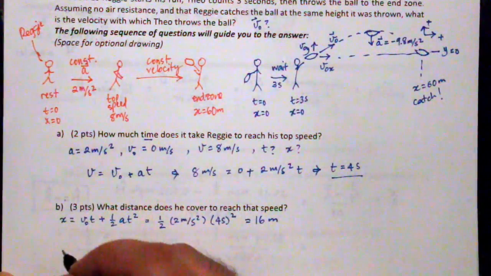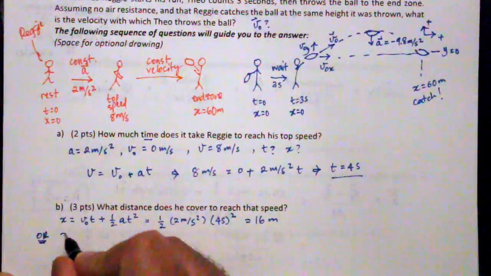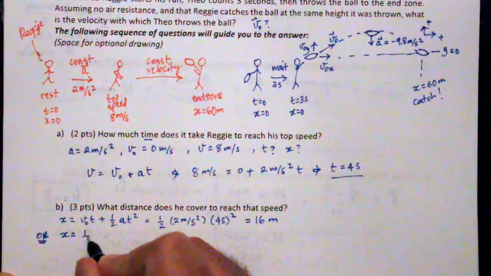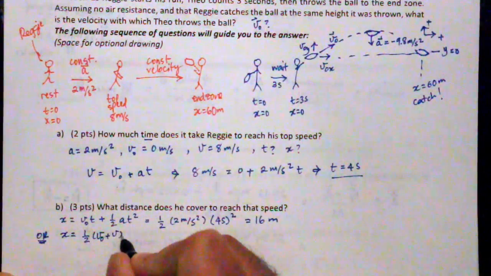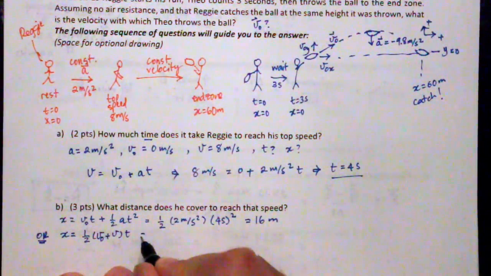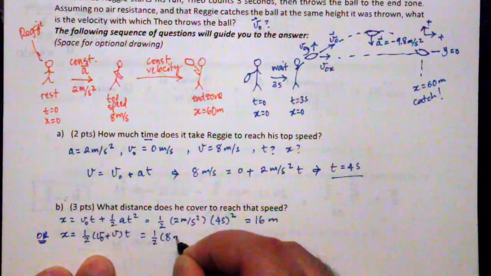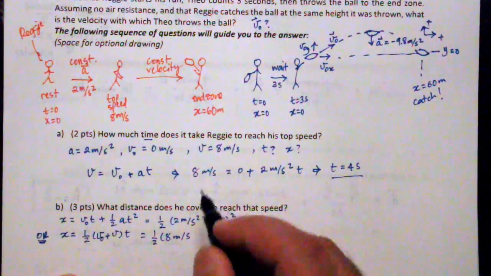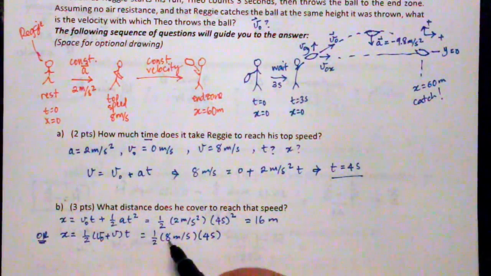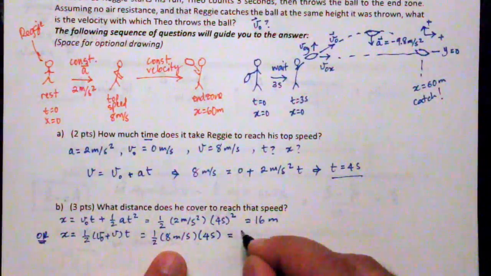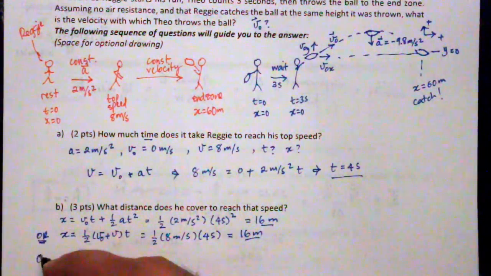I also could have used x equals the average velocity times time. So v naught plus v over 2, times t. And in this case, v naught is 0, so it's half 8 meters per second times time, which is 4 seconds. Half of 8 is 4 times 4 is also 16 meters. I'm glad it comes out to the same thing.